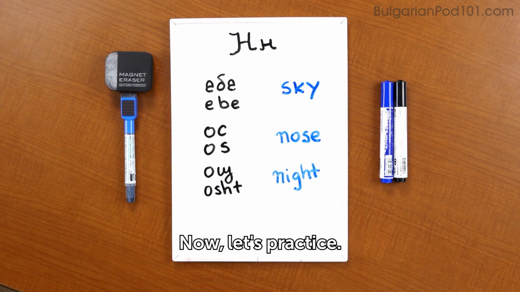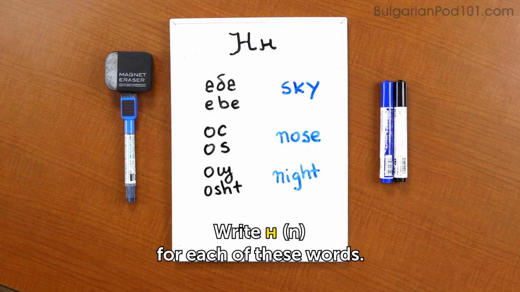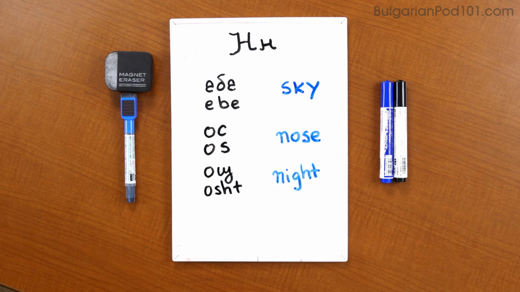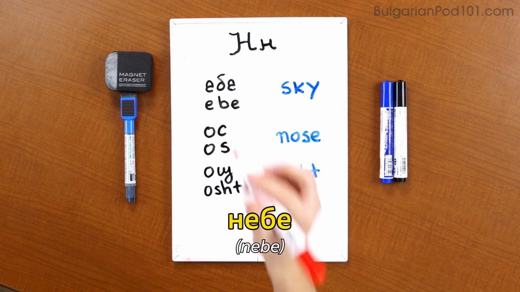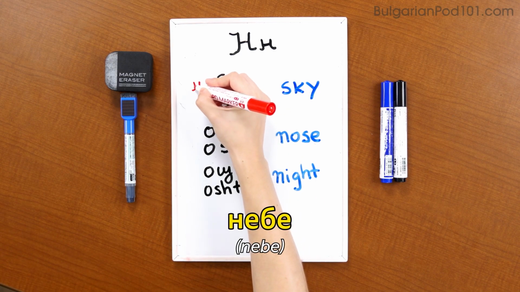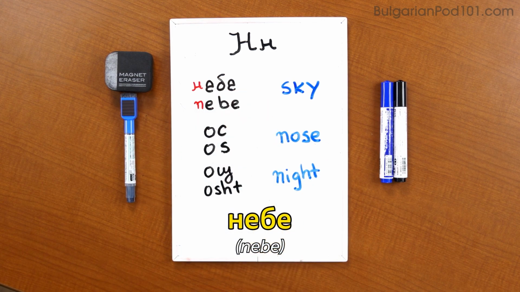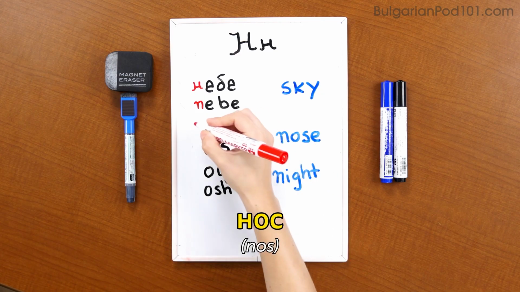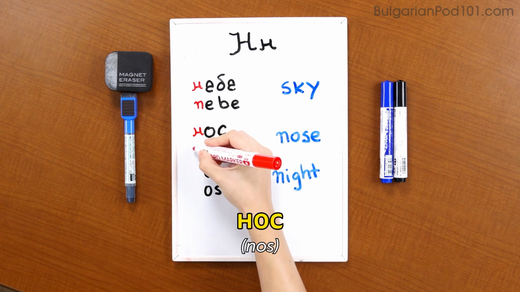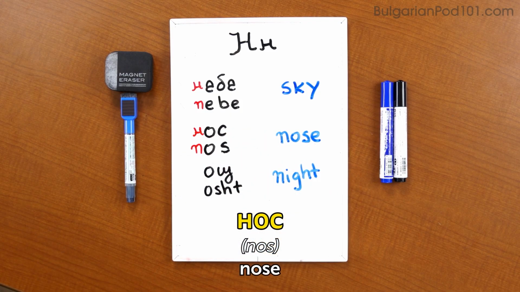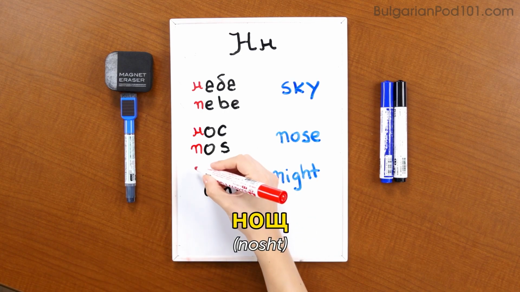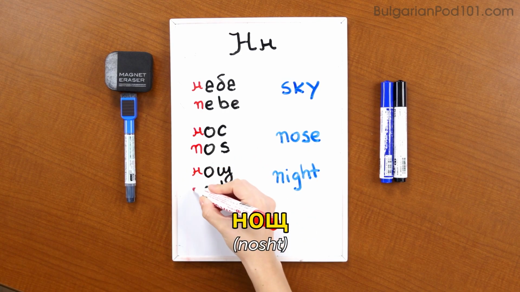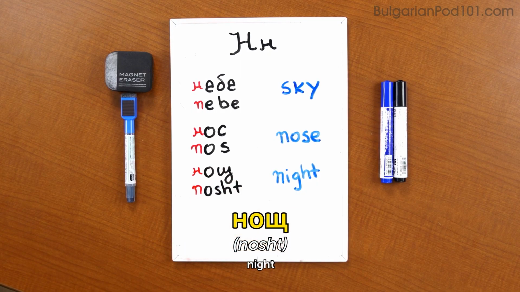Now let's practice. Write n for each of these words. Nebe, nebe. Sky. Nos, nos. Nose. Noșt, noșt. Night.